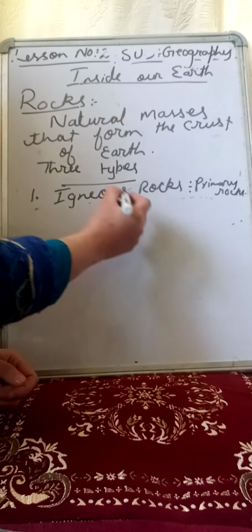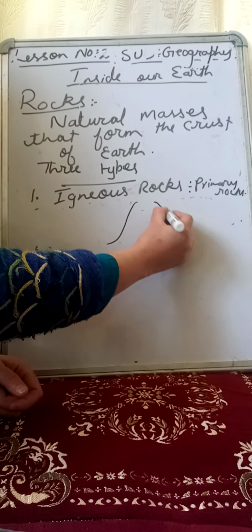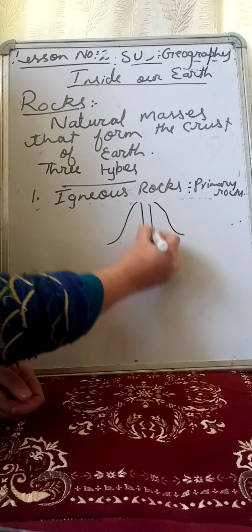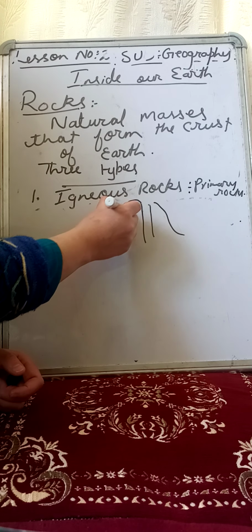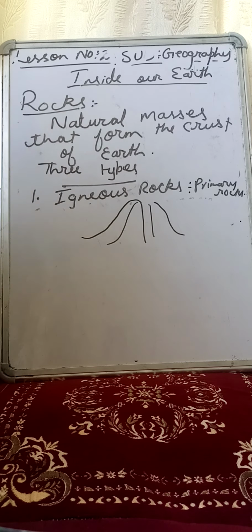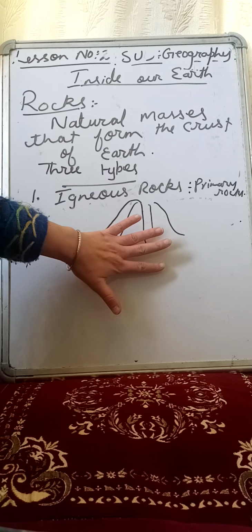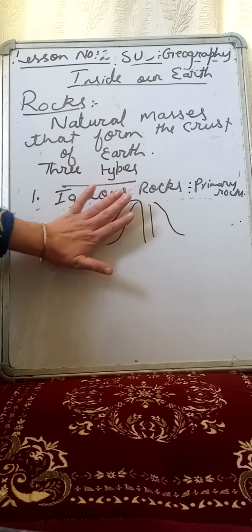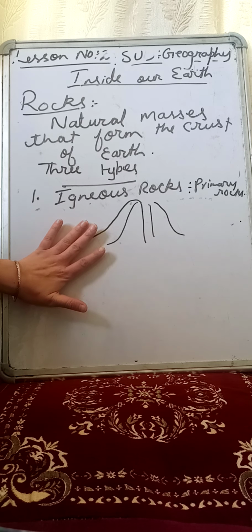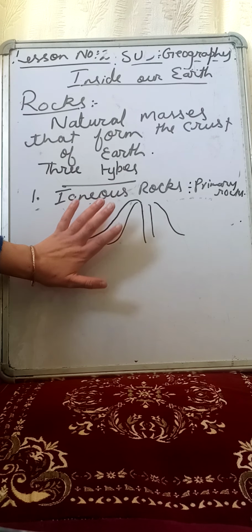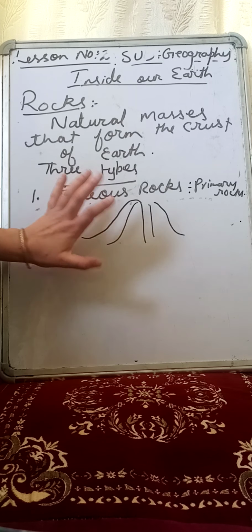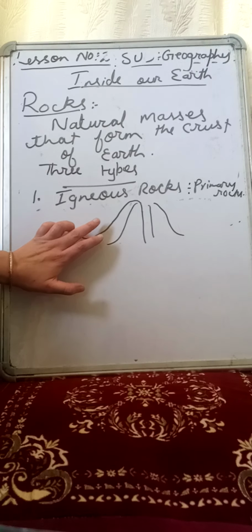Igneous rocks are formed when a volcano erupts. When it erupts, what comes out? Molten lava, right? When this molten lava comes to the surface of the earth, inside the earth we have high temperature. When it comes out to the surface of the earth, the temperature is much lower than inside. So because of the lower temperature, what happens to the molten lava?